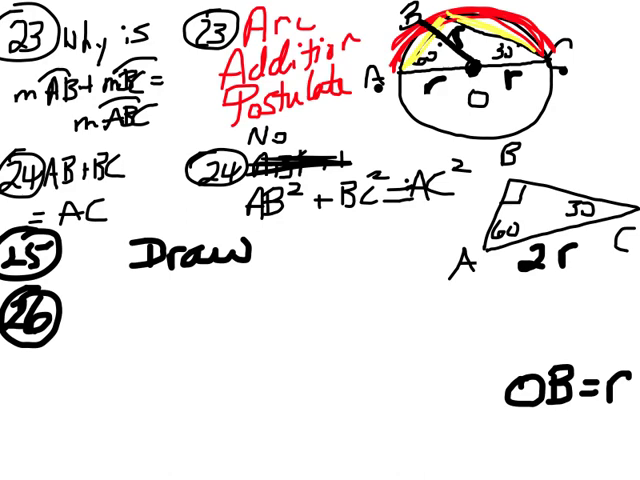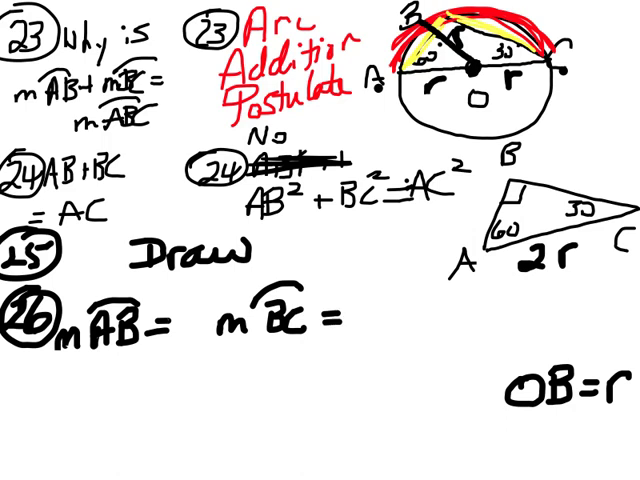Find the measure of arc AB. So they want to know what arc AB is. I can write it arc AB equal, or I could put an M in front of it to say the measure of arc AB. And they want to know the measure of arc BC. And then they want to know the measure of ABC.